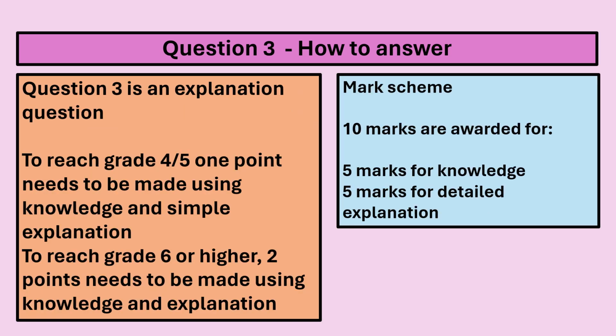Question 3 is an explanation question. In a similar way, you need to make 2 points if you're aiming for grade 6 or higher, or 1 point if you're making grade 4 or 5 your target. But crucially, for the 10-mark question, the mark scheme is slightly different. You get 5 marks for knowledge and 5 marks for detailed explanation. You get more marks for explaining in this question, so we need to use connectives more.